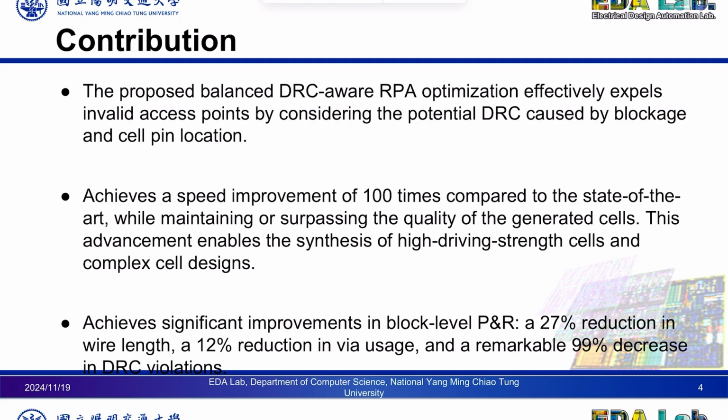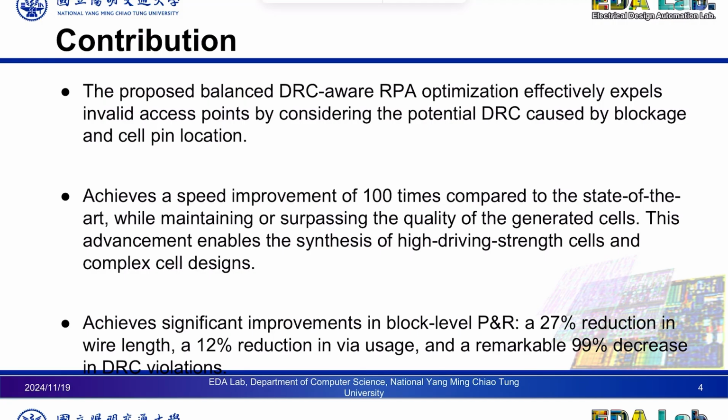Okay, this is our contribution. We propose a balanced DRC-aware RPA optimization scheme. The balanced optimization scheme makes it possible to optimize every I/O pin evenly without favoring one of them. And we use the DRC model to predict the potential DRC caused by the existing blockage.